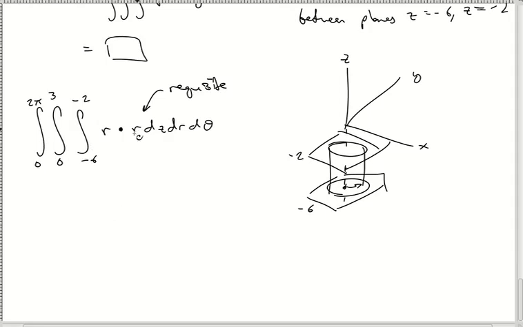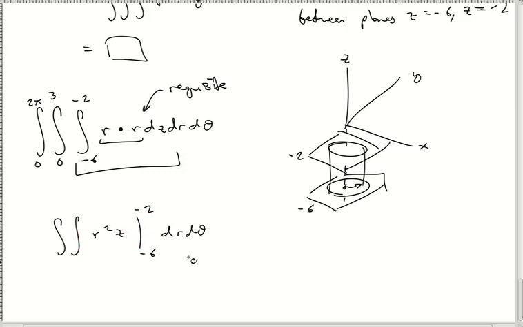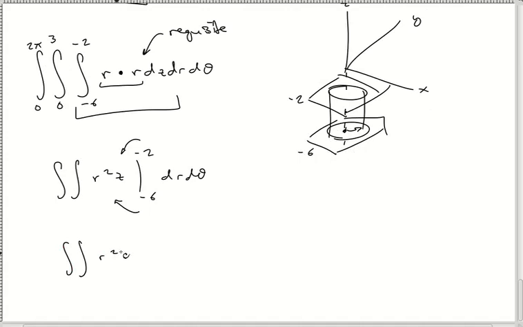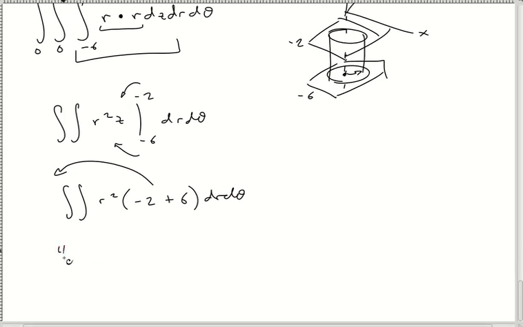So our integral really is just r squared. But notice that our first integral that we're going to actually be performing is the z. So don't go and integrate the r squared yet. You would actually have r squared z from -6 to -2, dr d theta. Toss those in, and we get then r squared times -2 plus the 6. And so we would get a +4 out of that, essentially. And so +4 is going to come to the front.